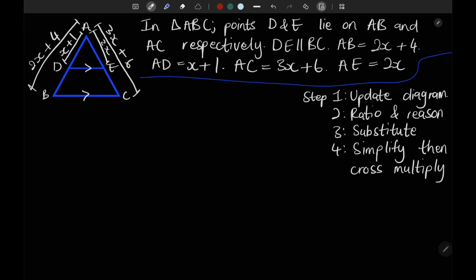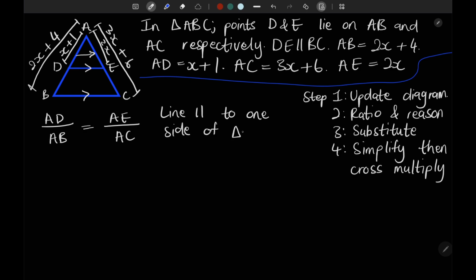So instead of AD over DB, let's say AD over, you also have AB, right? The entire length, it's given. So AD over AB is equal to, we said AD, which side matches AD? AE. AE over, we said AB, which is the entire length, the matching side would be AC. AC. What's your reason? Line parallel to one side of triangle ABC.